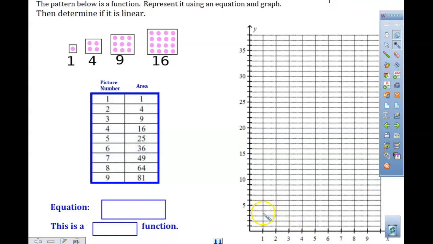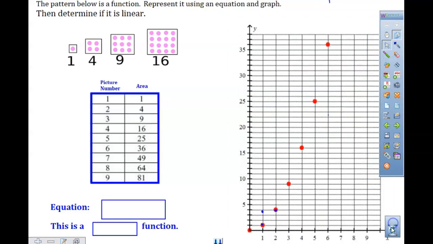So at 1 we had 1, excuse me. At 2 we have 4. At 3 we have 9. So if we are looking at this, please plot these points. So you should have these points.